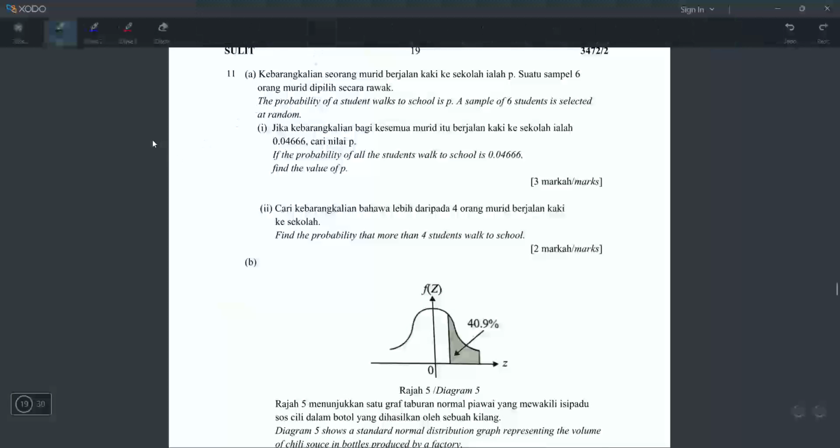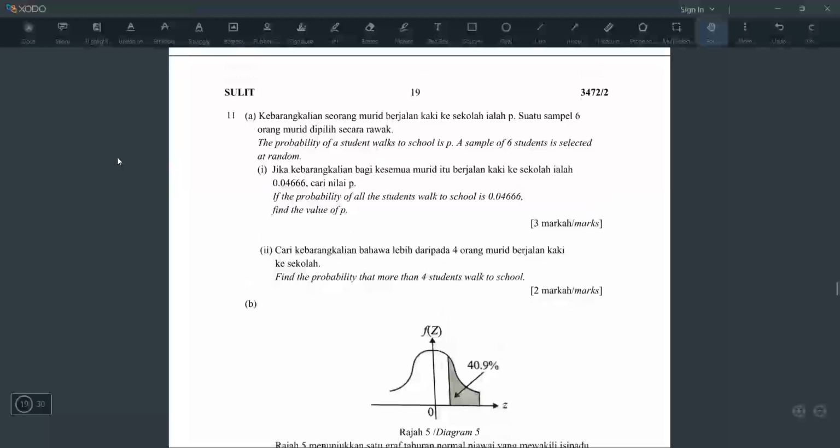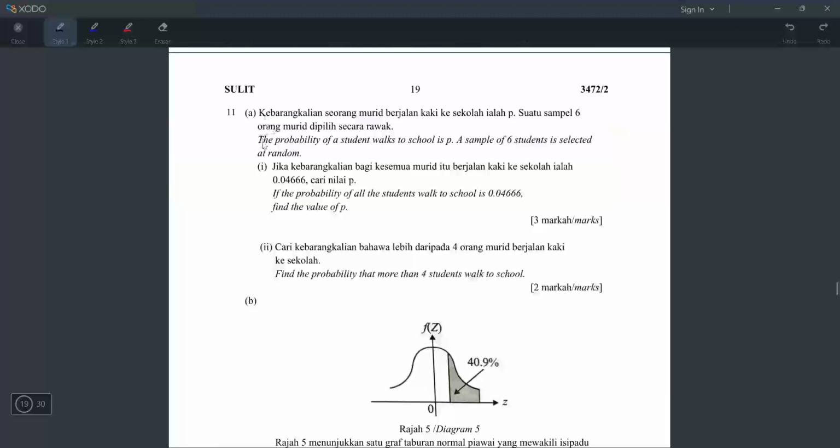Now we are at question 11. This is probability distribution. Let's read the question first. The probability of a student walking to school is P. Let's write down: probability of walking is P. And then a sample of 6 students is selected at random. So the n is 6.